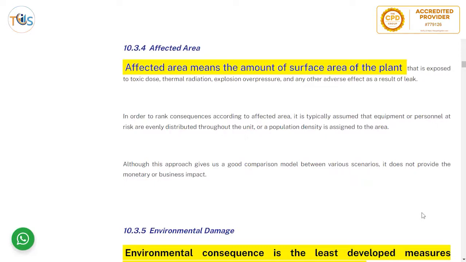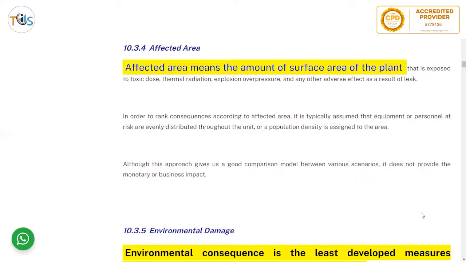Affected area means the amount of surface area of the plant that is exposed to toxic dose and thermal radiation, explosion overpressure, and any other adverse effect as a result of leak. In order to rank consequences according to the affected area, it is typically assumed that equipment or personnel at risk are evenly distributed throughout the unit, or population densities assigned to the area. So we take the mean value of that. It might not be true in an actual scenario.